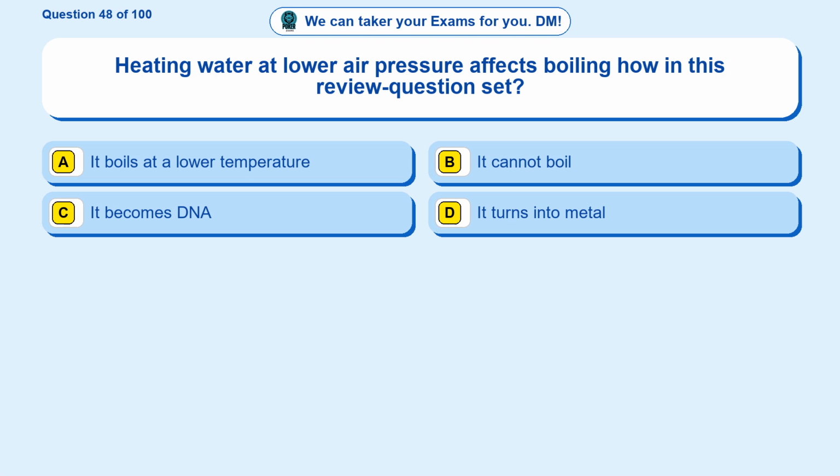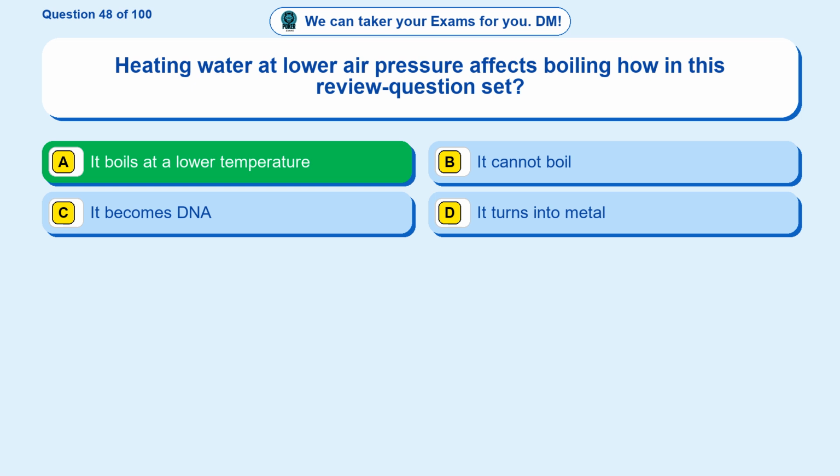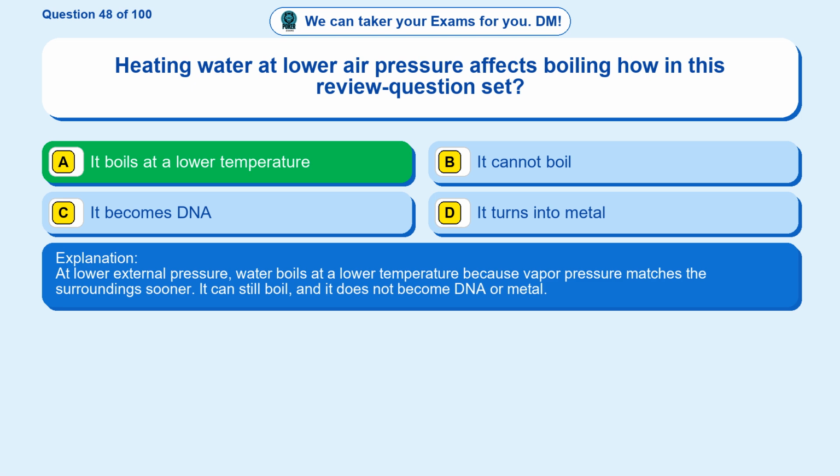Question 48. Heating water at lower air pressure affects boiling how in this review question set? Option A. It boils at a lower temperature. Option B. It cannot boil. Option C. It becomes DNA. Option D. It turns into metal. The correct answer is option A. It boils at a lower temperature. At lower external pressure, water boils at a lower temperature because vapor pressure matches the surroundings sooner. It can still boil, and it does not become DNA or metal.